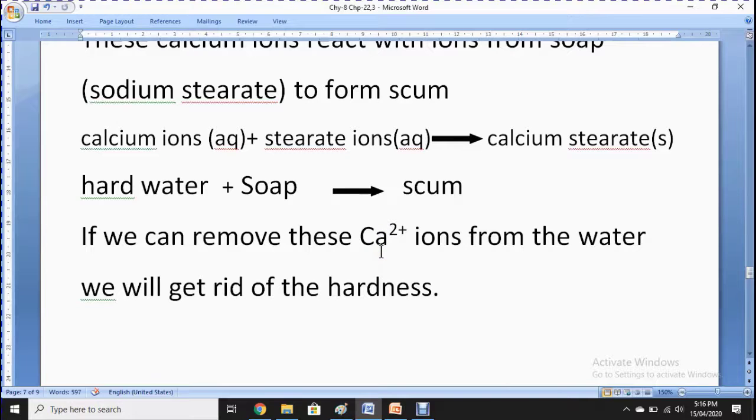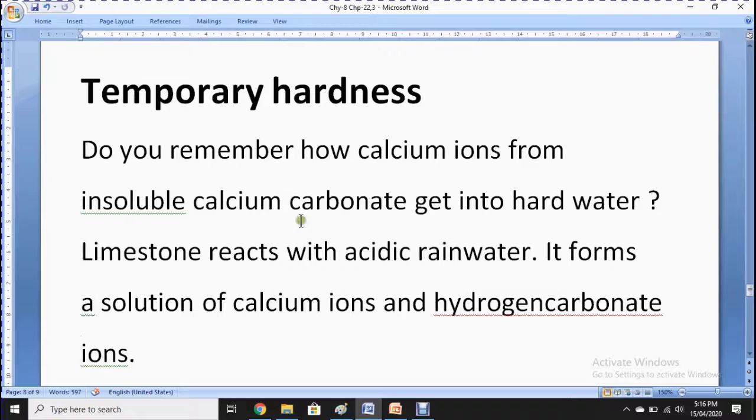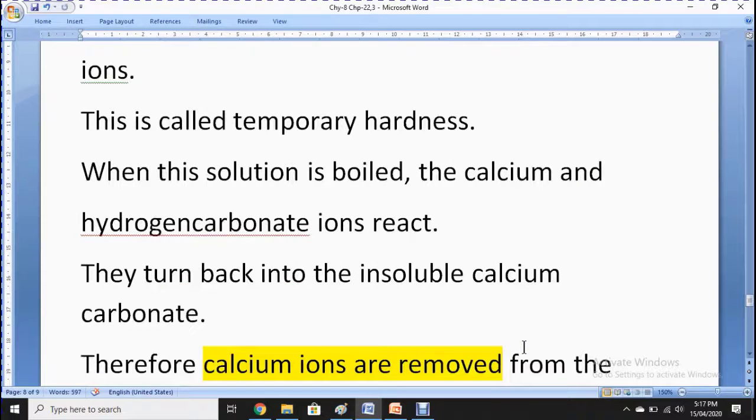the water will be good, or you can say soft water. Now the temporary hardness: do you remember how calcium ions form from insoluble calcium carbonate and get into hard water? Limestone reacts with acidic rainwater. It forms a solution of calcium ions and hydrogen carbonate ions. So the reaction between limestone and acidic rain gives us hydrogen carbonate. That reaction we already discussed. This is called temporary hardness. Why do we name it temporary? Because we can remove it easily.